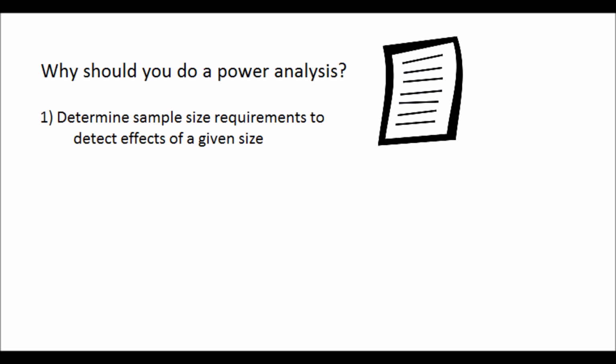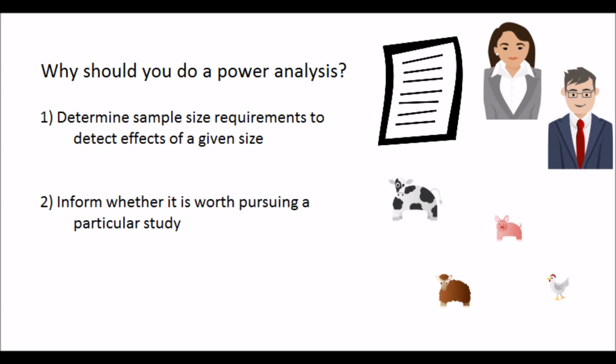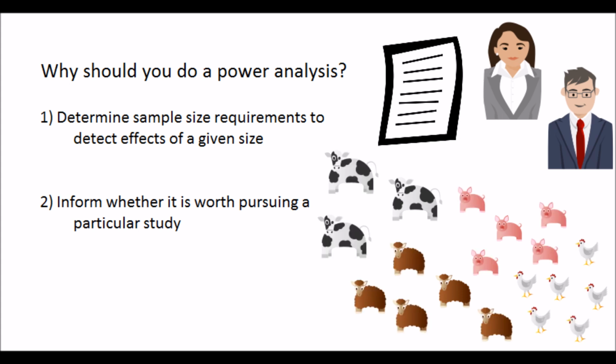If you are writing a grant application, it will often be necessary to perform a power analysis in order to justify your sample size to reviewers. This is particularly true when your study uses animals or human subjects. It can also inform you whether or not it is worth pursuing a particular study, because you may find that you will need an unreasonably large sample size to detect the effect you are hoping to measure.